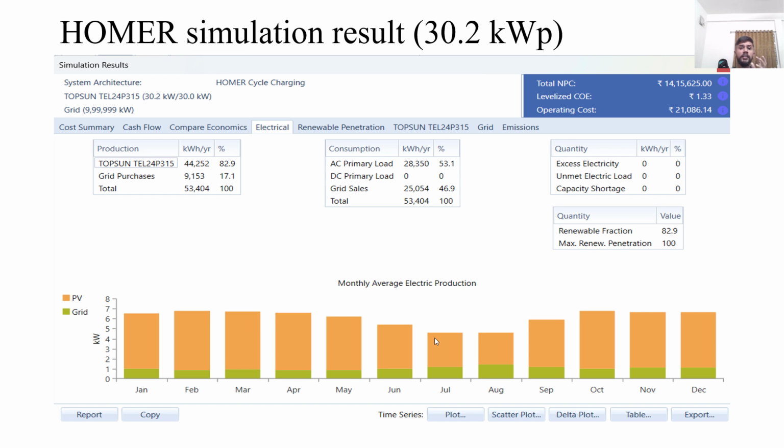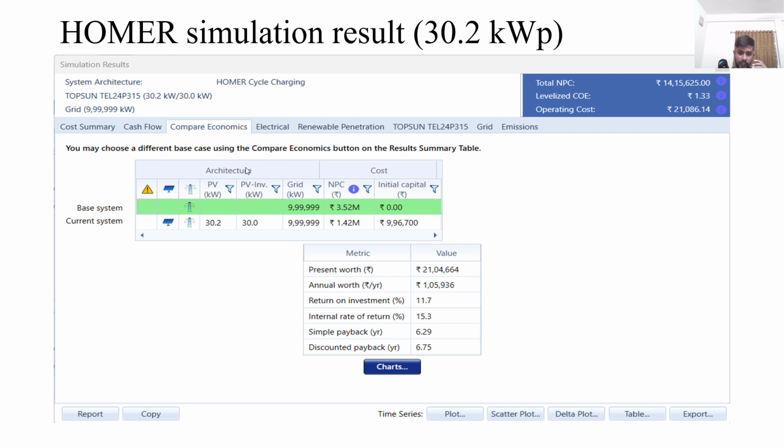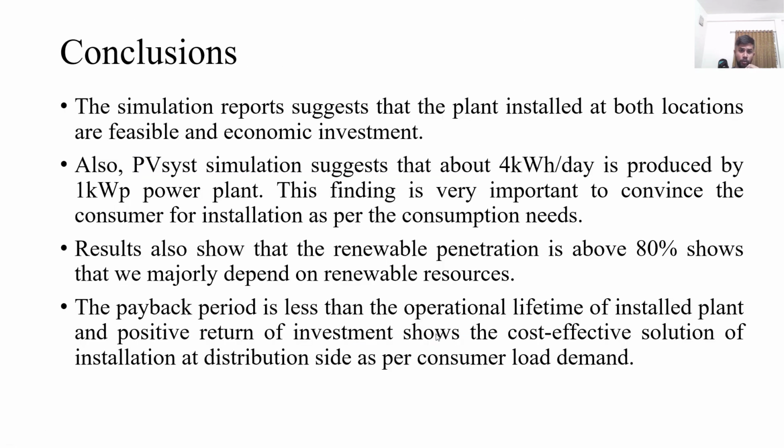So this is the 30.2 kilowatt system, out of which 82.9%, nearly 83%, is dependent on the renewable energy resources. And again the payback period is 6.29 years, which is less than the 25 years period. So it is a feasible solution.